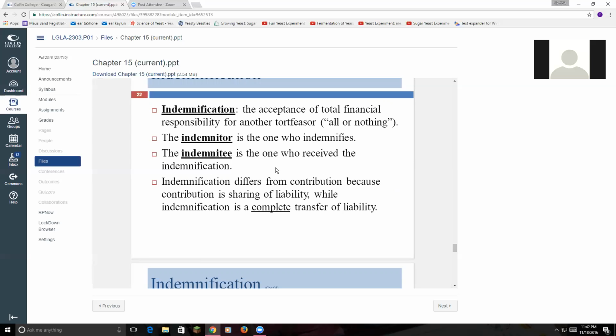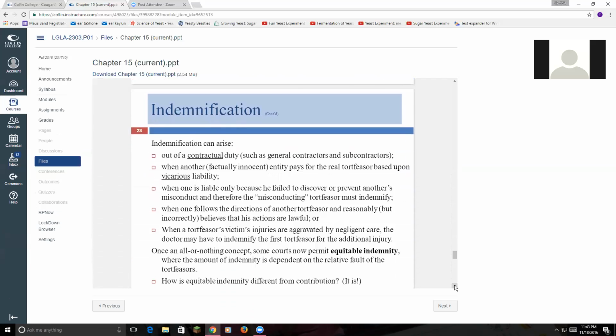Okay, so how does indemnification differ from contribution? Well, contribution is the sharing of liability, while indemnification is the complete transfer of liability. Remember, with contribution, we were saying that Bob was sharing the liability of Anne and sharing the liability of David, but he wasn't taking over the responsibility for their portions. They remained responsible for their own portions. When we have an indemnitor, he's saying, I'm going to take care of that completely. The indemnity doesn't have to worry about it.